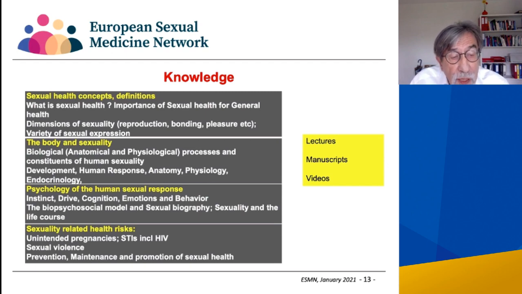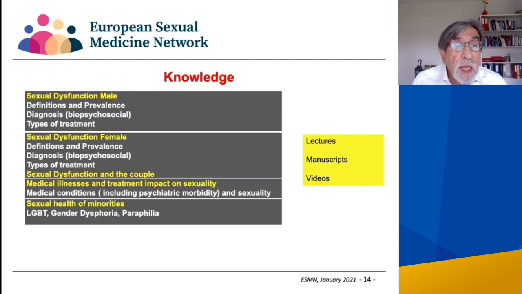The fourth topic would be sexuality-related health risks, unintended pregnancies, STIs, including HIV, sexual violence, prevention, maintenance, and promotion of sexual health. The fifth topic would be sexual dysfunction in the male, the definitions and prevalence, the diagnosis, the types of treatment. The sixth topic, sexual dysfunction in the female, where we are including sexual dysfunctions in the couple.